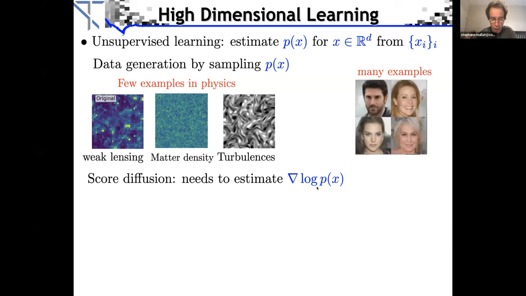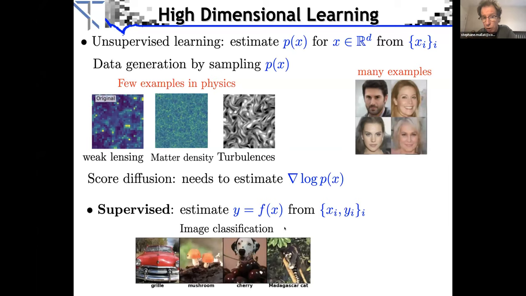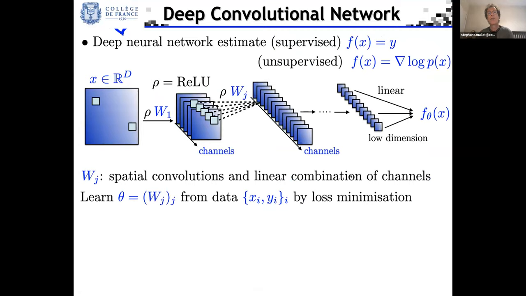Now, in supervised learning, you have another type of function that you want to learn, which is the function that gives you the label y of the data x. From the examples, in this case, it's supervised. And here again, you are facing this difficulty, which is to estimate a function in very high dimension. So we have these remarkable results obtained from deep networks.